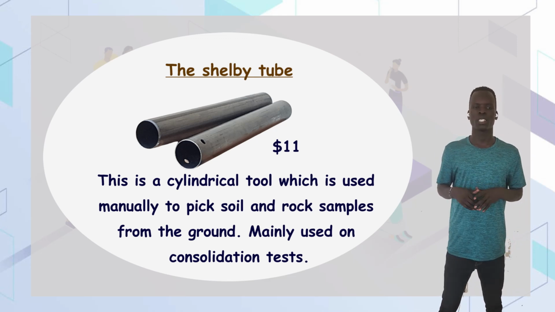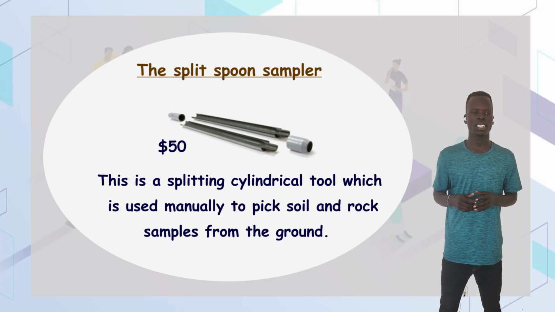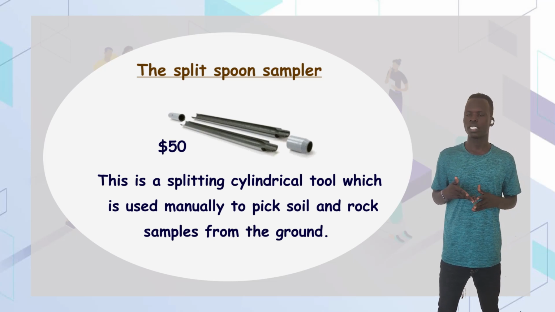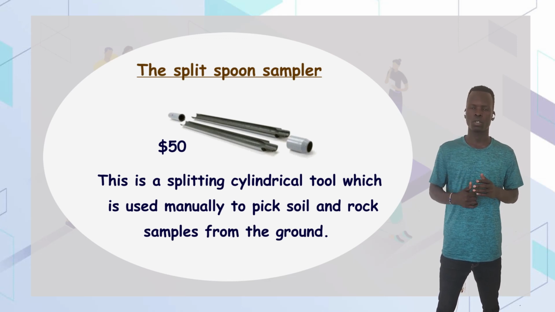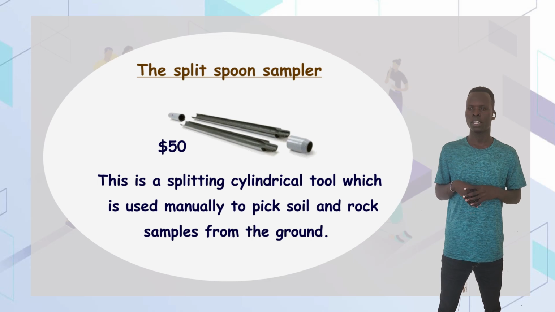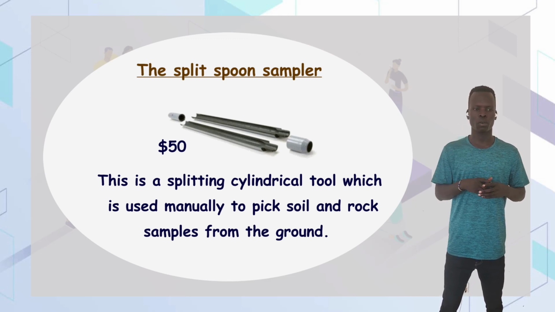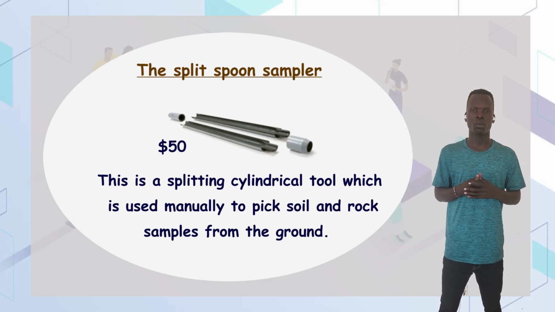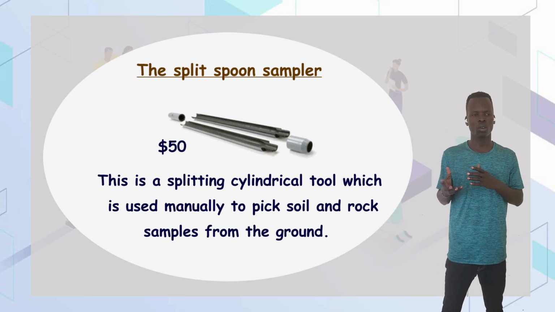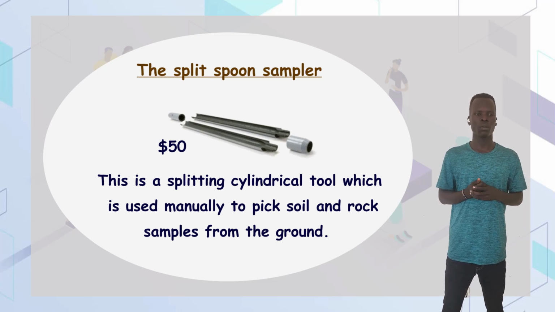The next one is the split spoon sampler. The split spoon sampler is a cylindrical tube that is split into two. It is manual. Before you use it, you first join the halves together and then push it to the required depth where the samples are supposed to be picked, and then it is pulled out, which is then unpacked to get the soil sample. Its cost ranges from $50 to $52.